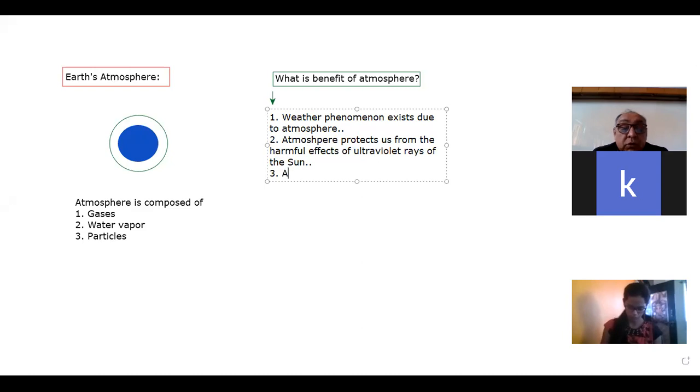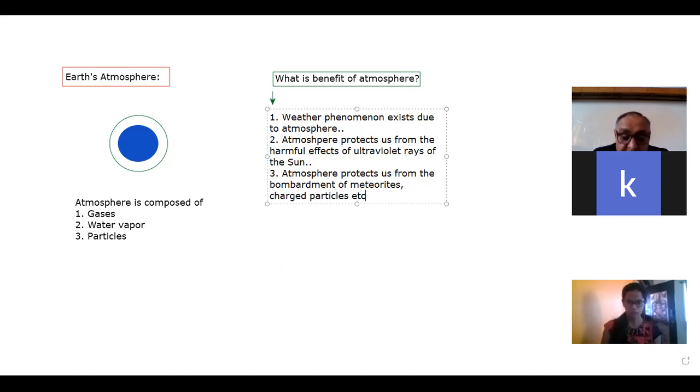Third is that the atmosphere protects us from the bombardment of meteorites. Meteorites means rock pieces which are coming from space towards the earth due to the gravitation of the earth. Meteorites and other charged particles coming from the sun towards the earth. So this is the next point, how the atmosphere is beneficial and better for us. That is also an important thing.